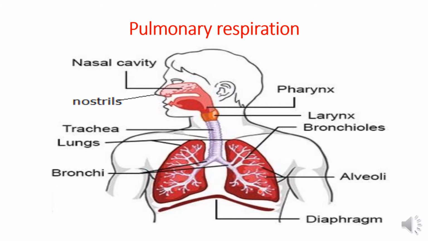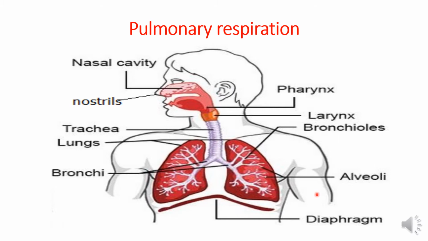The respiratory movement consists of inhalation and exhalation. Inhaled air, which is rich in oxygen gas, passes from the nostrils, which are the openings of the nose, into the nasal cavities, then into the pharynx, larynx, trachea, bronchi, bronchioles, and then finally into the pulmonary alveoli.